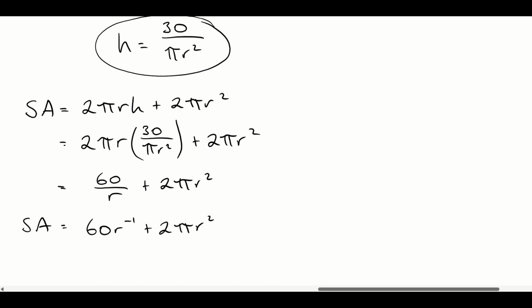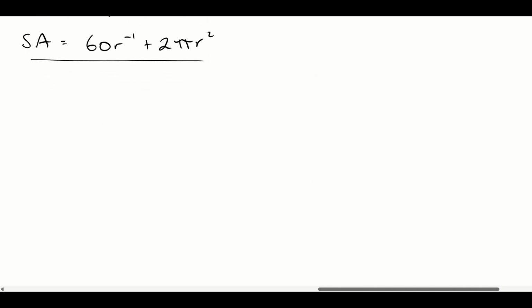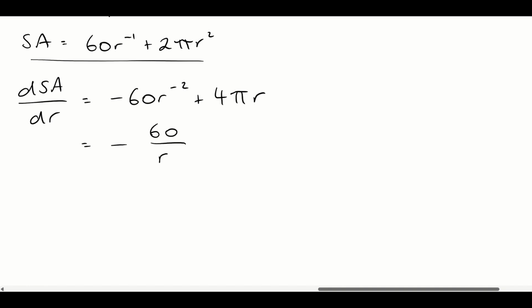So that's my new expression for my surface area in terms of the radius for a water tank that is 30 cubic meters in volume. That would be given by this expression. Now, I want to know what radius is going to minimize the surface area. So if I differentiate my surface area with respect to the radius, I get negative 60r to the minus 2 plus 4 pi r. And if I rewrite this as negative 60 over r squared plus 4 pi r, that's the derivative of my surface area with respect to the radius.